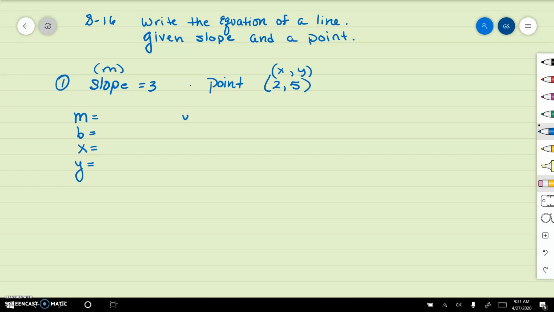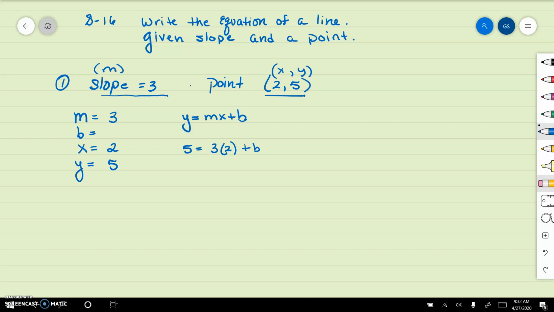All right, so we're going to start with our basic formula, y equals mx plus b. Next step is to fill in what the problem gave you. So the slope is 3. And the point is 2 comma 5. So x equals 2 and y equals 5. Now we're going to substitute those values into y equals mx plus b. So we have y, which is 5, equals m, which is 3, times x, which is 2, plus b.